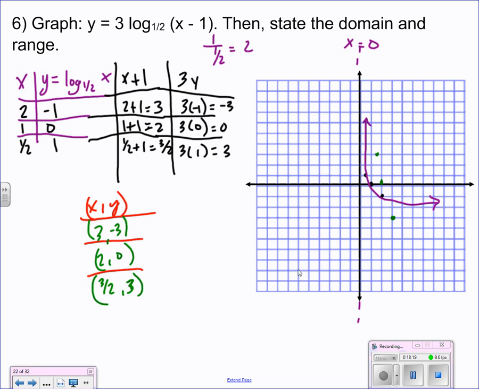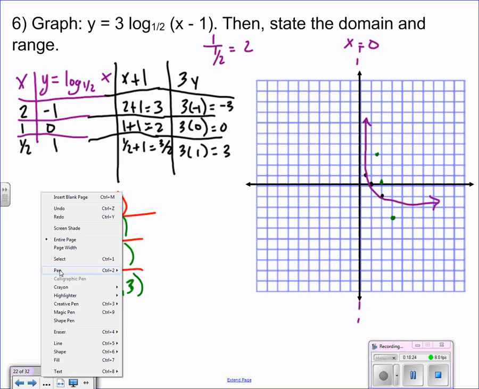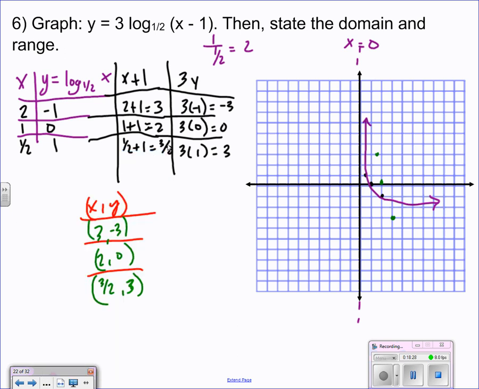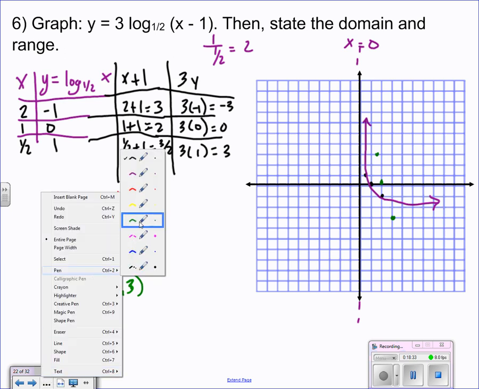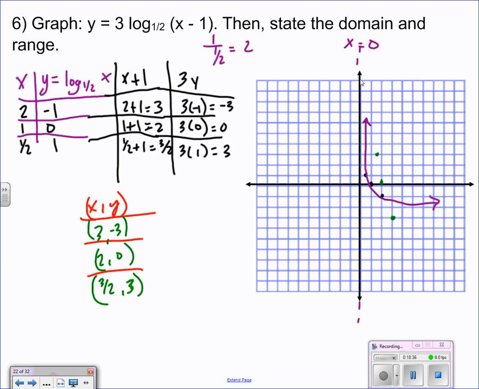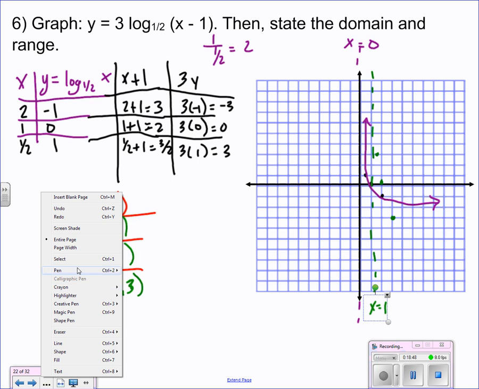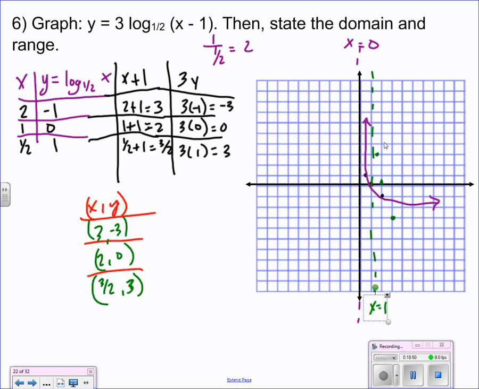As you can see, each point has so much space in between them. That's what happens when you have that 3. That's a vertical stretch. Oh, and then we have a new vertical asymptote because we shifted to the right 1. So did the asymptote. It is now x equals 1. So here's our new logarithmic.